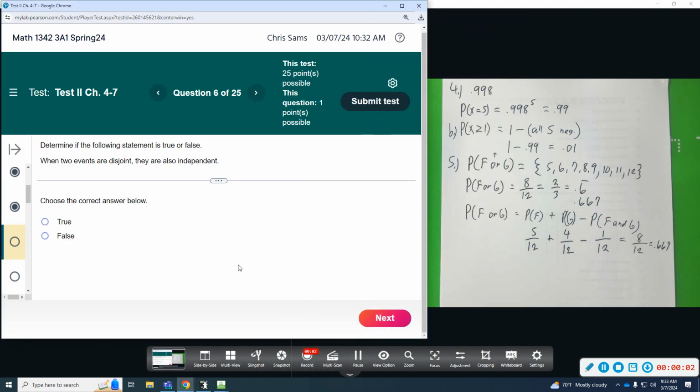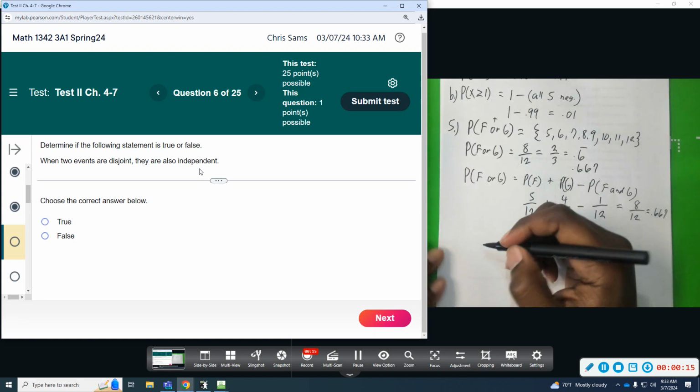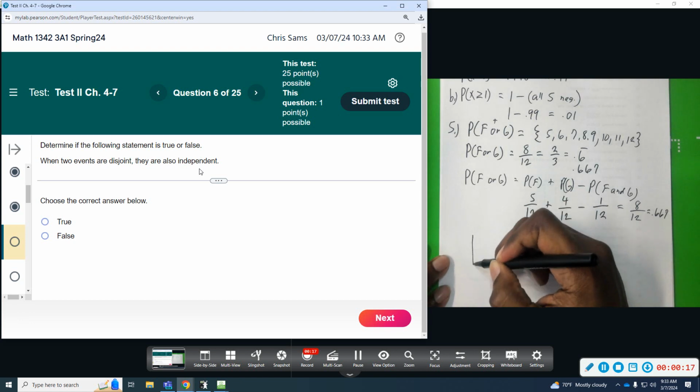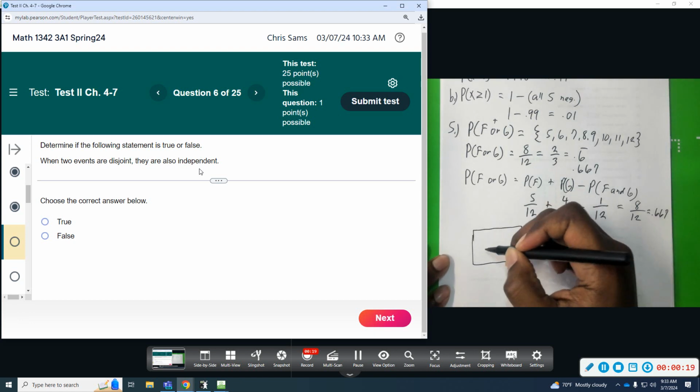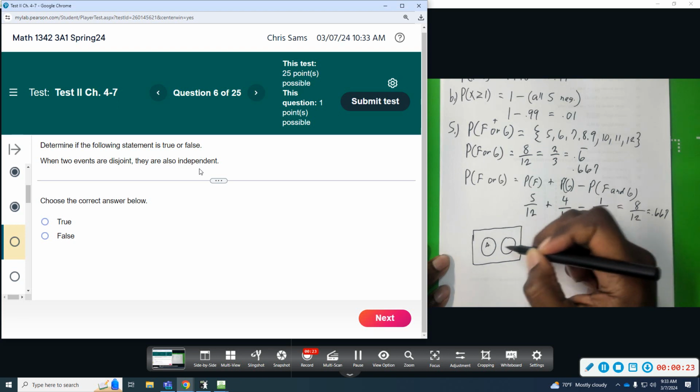All right, question number 6. Determine if the statement is true or false. When two events are disjoint, they are also independent. All right, so just recall disjoint events means they have nothing in common. Venn diagram looks like this. We've got two circles maybe, and they just don't overlap.